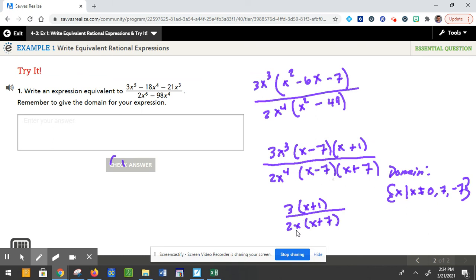The domain, figured out at that point, is where x cannot equal 0, 7, or negative 7. All right, let me know if you have questions. Let's look at example 2.